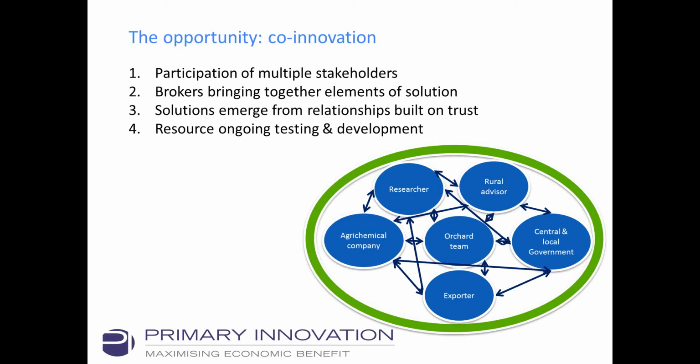lessons. Participation of multiple stakeholders is very important. Somebody that actually can bring these people together, as well as elements of the solution, is very important. And then these solutions obviously emerge through the relationships that were built on trust. And once you have solutions, you also need to know if you can actually use them in real life, and therefore resourcing the ongoing testing and development of solutions is very important.